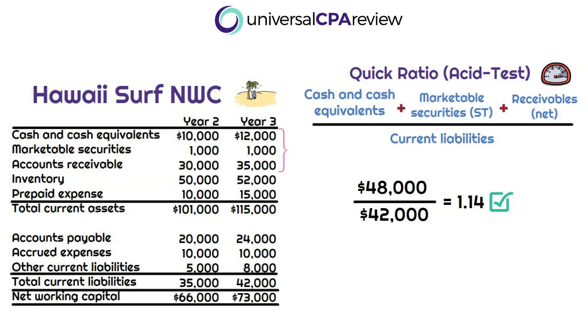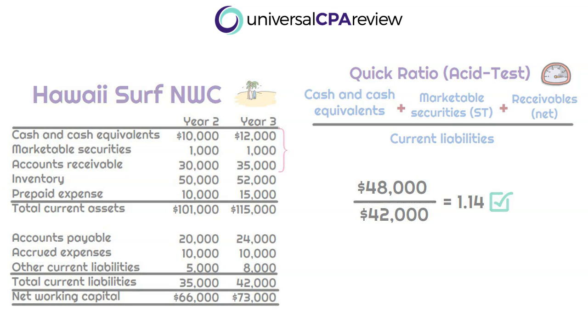Right? So the company still has more liquid current assets, even when we exclude inventory and prepaid expense, than they do total current liabilities. Right? So that is how we calculate the quick ratio.